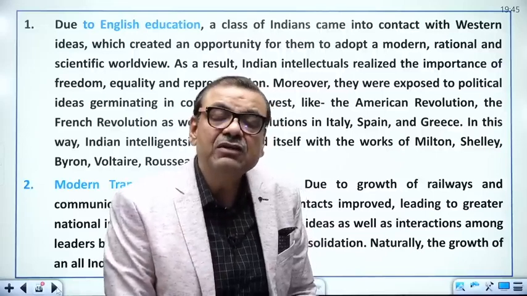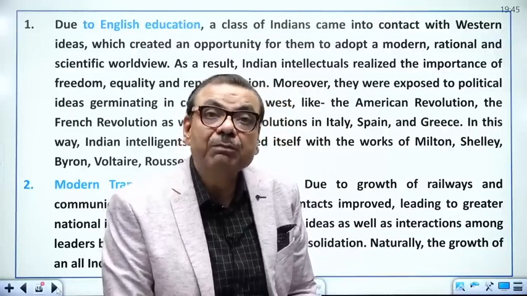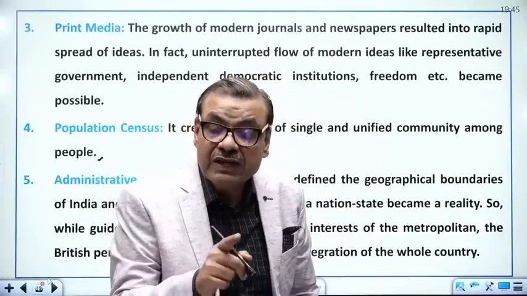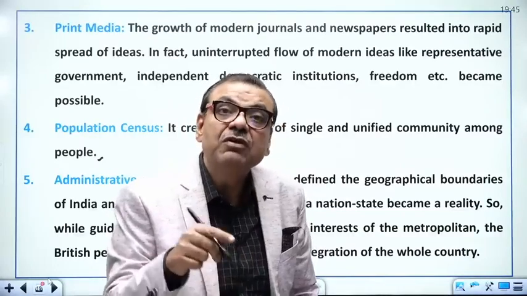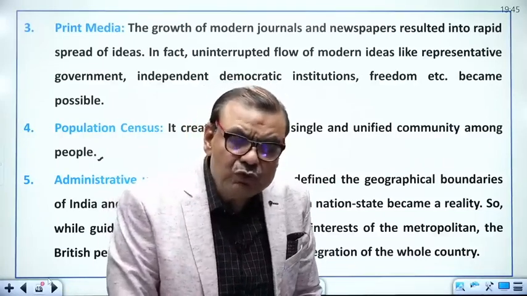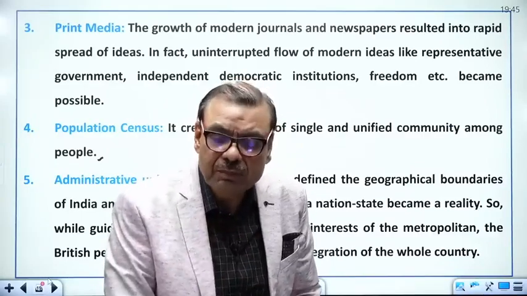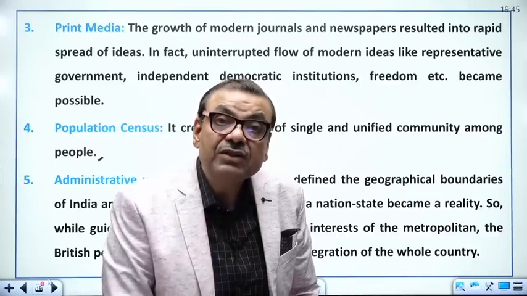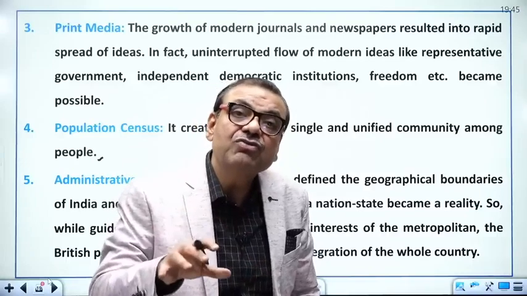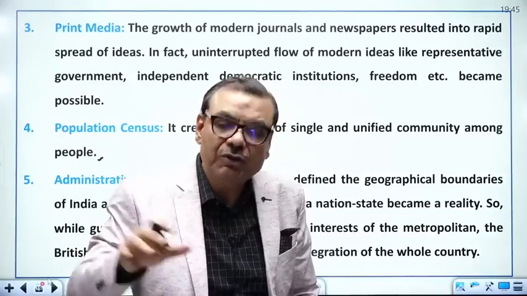They say that contact links could be formed between the people living in different regions. And the third point is print media. I have mentioned that is newspapers, journals, novels. So through the genre of literature, there was better exchange of ideas among the people. That is, there was an exchange of ideas among people. Then population census, that is, in the census, enumeration, it created a sense of belonging to each other as it enumerated the total population of a region.